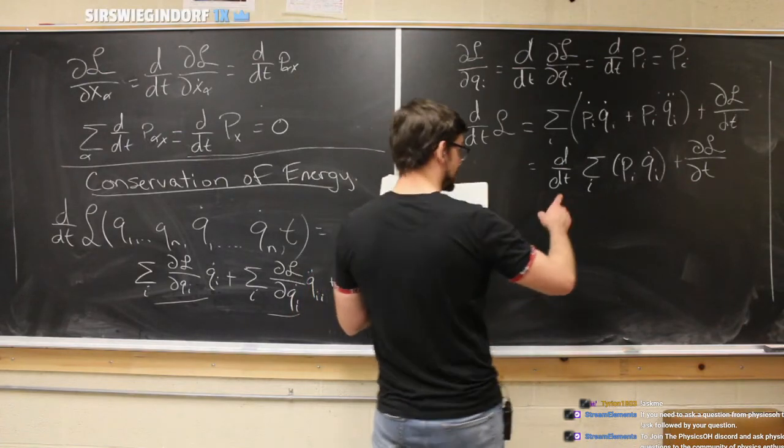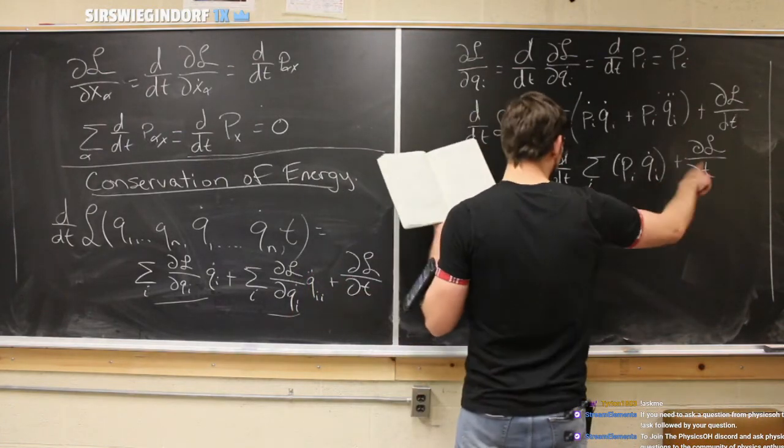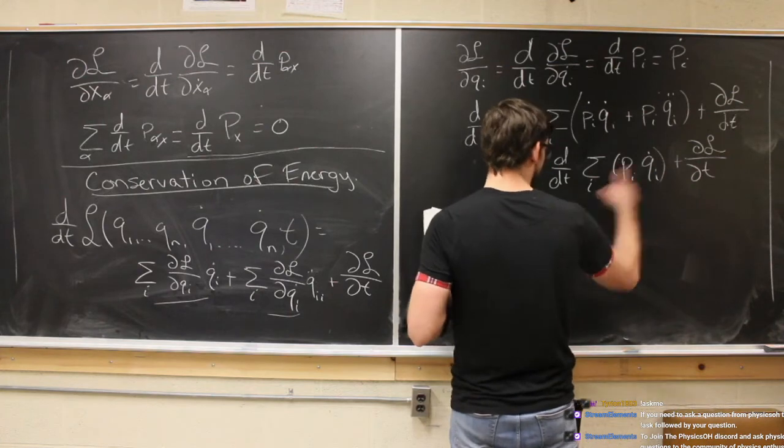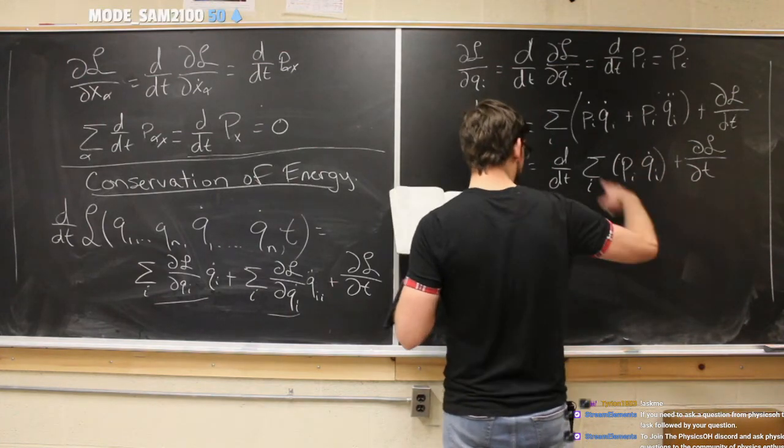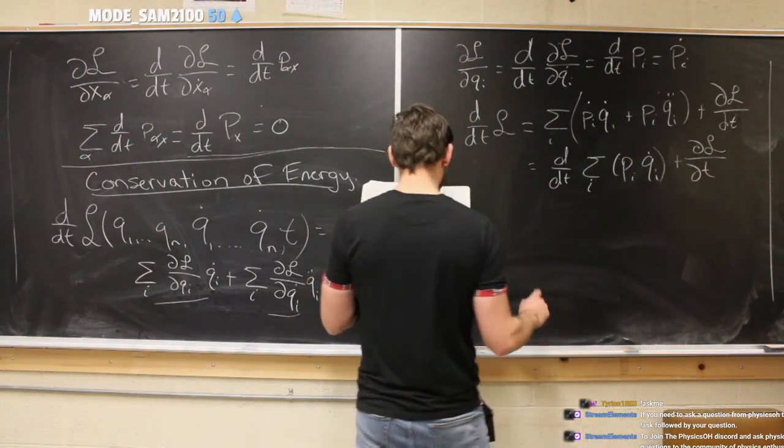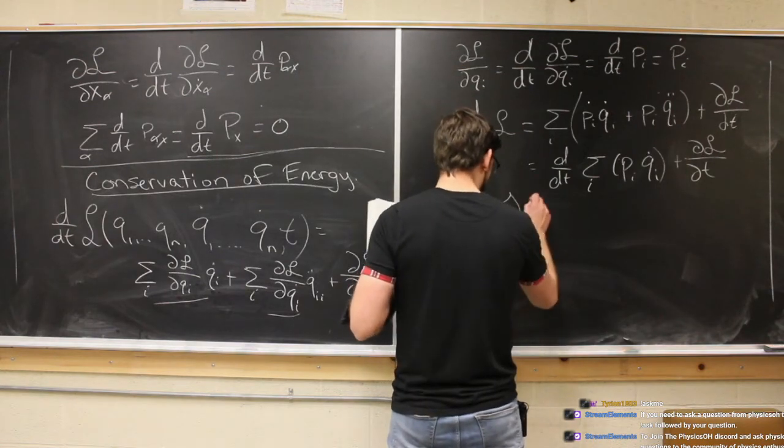And so we're going to take this quantity, we're going to pull the time derivative out. We pull the time derivative out of both of that. We're going to take the quantity inside that has nothing to do with time, and we're going to give that a name. That's the Hamiltonian.